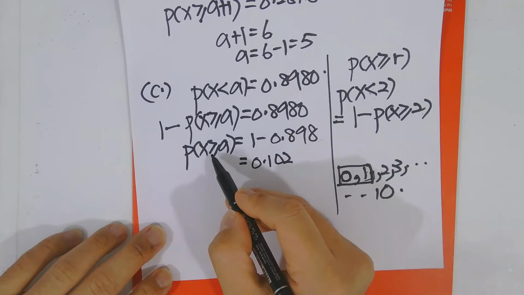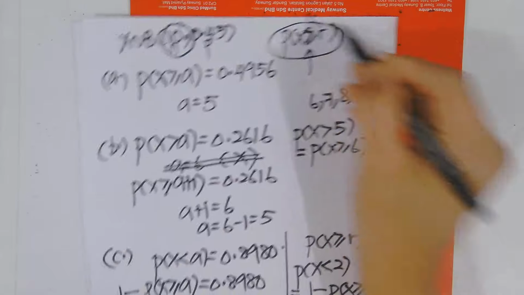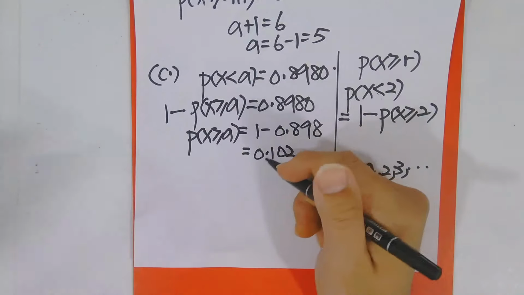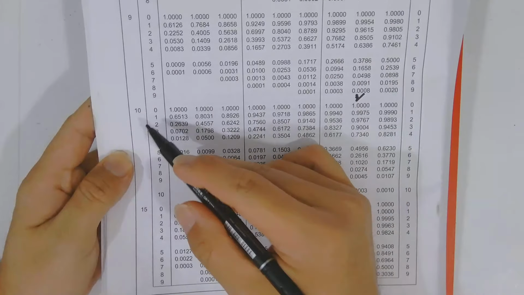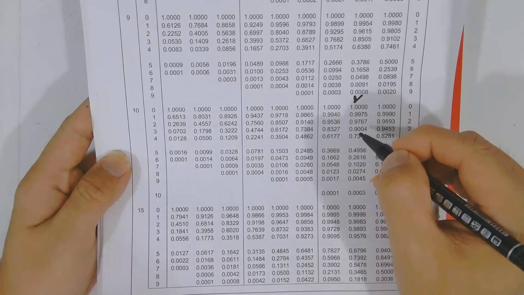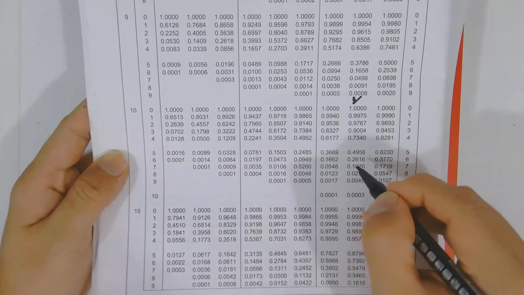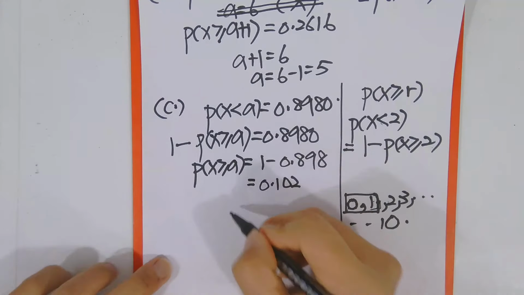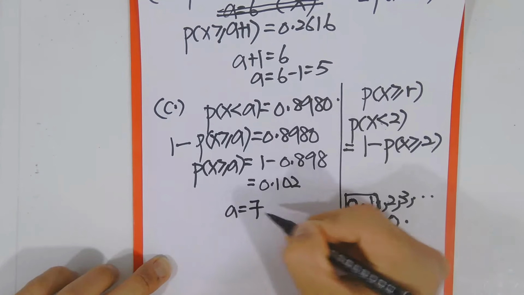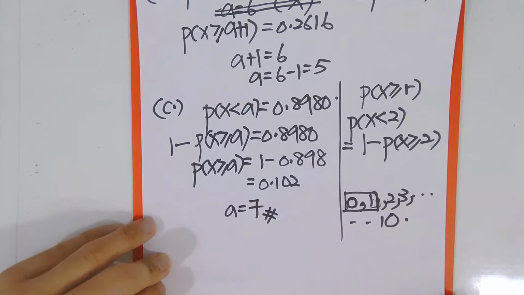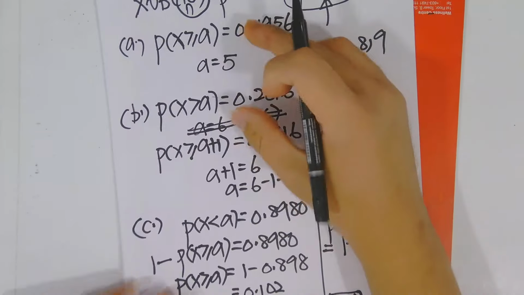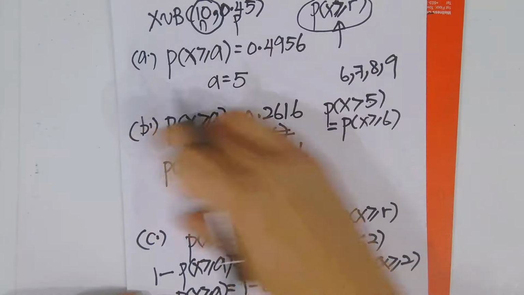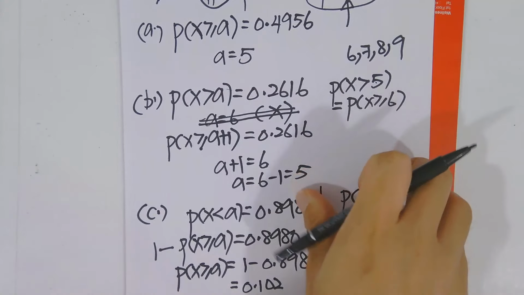Is it already in the format of x greater or equal? It must be in this format. Yes. Okay, now you can safely find it from the statistical table. For n equals 10, p equals 0.45, 0.102, yes, it's here. Can you see that? The corresponding value is 7. So it means the value of A here will be 7. As simple as that. If you do not understand very well, you had better replay the video and see how I explain.